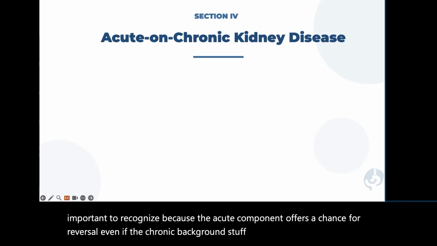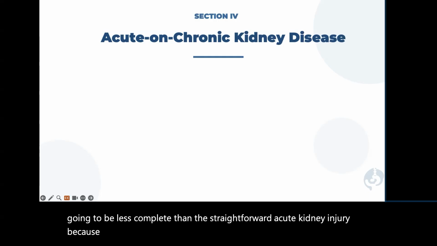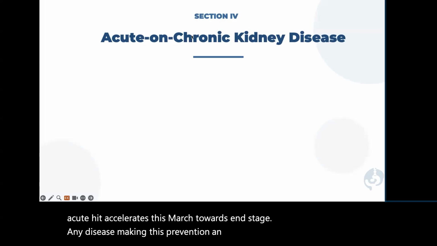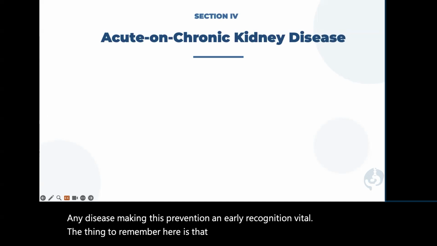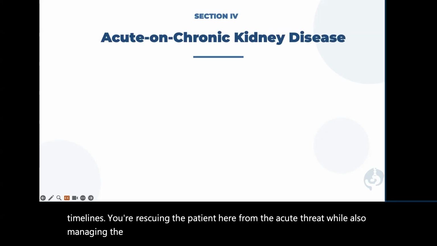stuff remains the same. Recovery is going to be less complete than the straightforward acute kidney injury because that chronic disease limits the nephron regeneration. So each acute hit accelerates this march towards end-stage kidney disease, making prevention and early recognition vital. The thing to remember here is that with acute on chronic, you are treating both timelines. You're rescuing the patient from the acute threat while also managing the chronic disease to slow long-term decline.